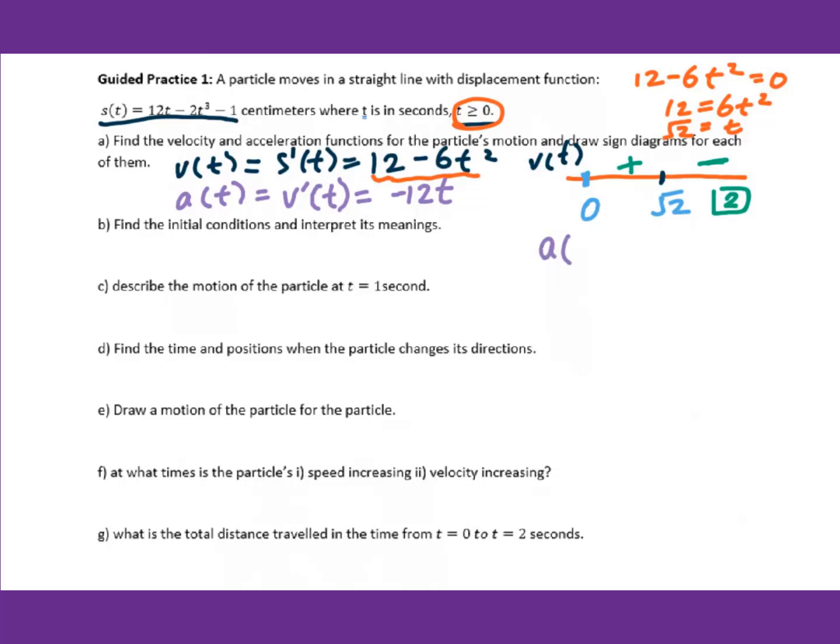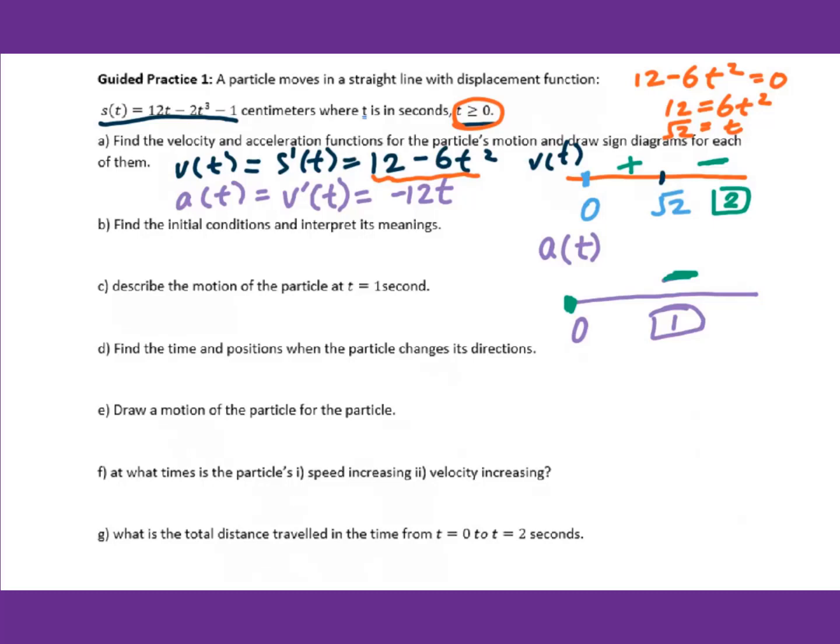Let's go to a of t. Draw the sign diagram. The root is 0. So we choose a number like 1. This is negative. So this will be the sign diagram for acceleration. Remember, t is greater than or equal to 0, so you have to put the 0 here.